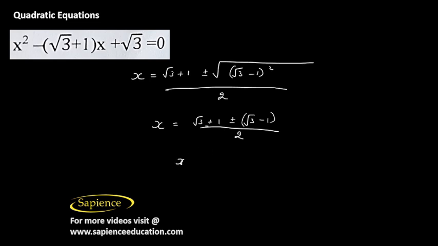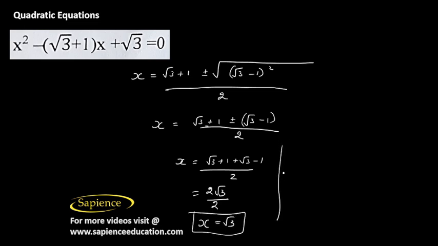Now x can have two different values, when this is plus and when this is minus. So let's calculate both of them individually. Root 3 plus 1 plus root 3 minus 1 divided by 2, and in this case root 3 plus root 3 is 2 root 3, plus 1 minus 1 is 0, divided by 2, 2 cancel, x is equal to root 3.